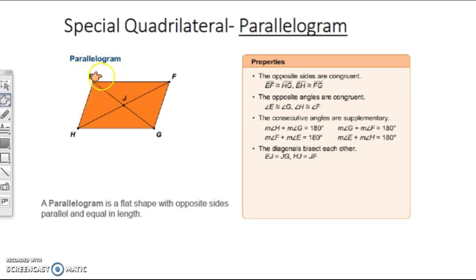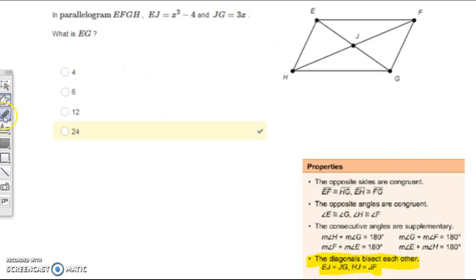Consecutive means next to each other, one right after the other. So F and E would have to equal 180. F and G would have to equal 180, and so on. And also the diagonals have to bisect each other. Remember, bisect means to cut it in half. So these are your properties of parallelograms. Now let's check out the quiz.